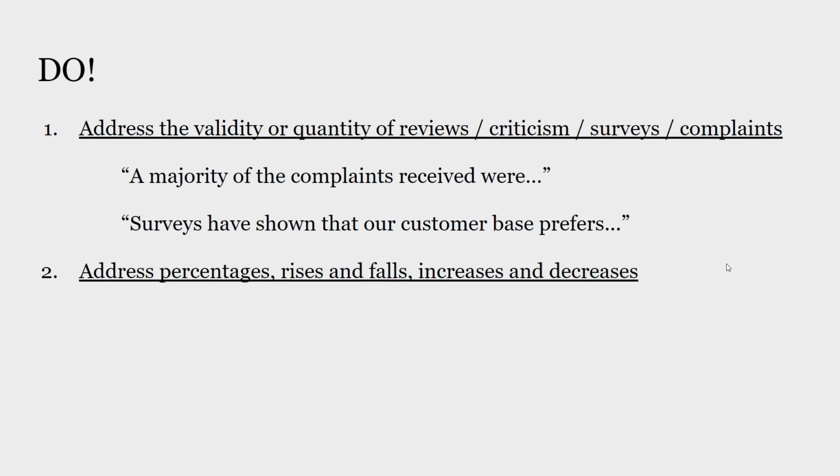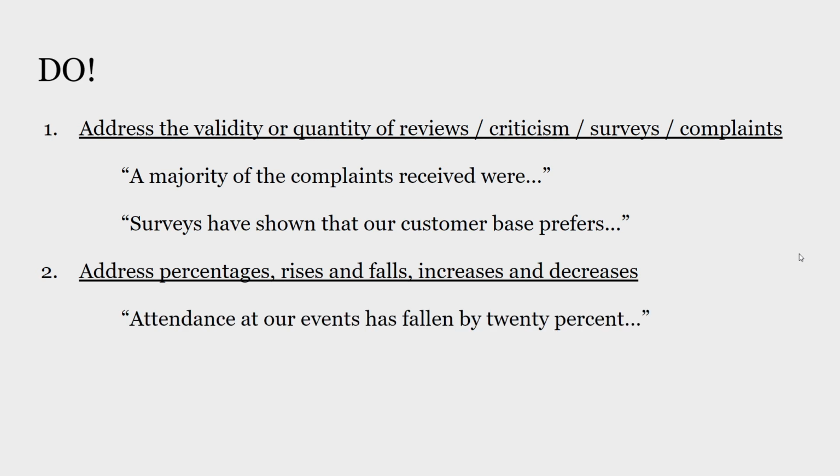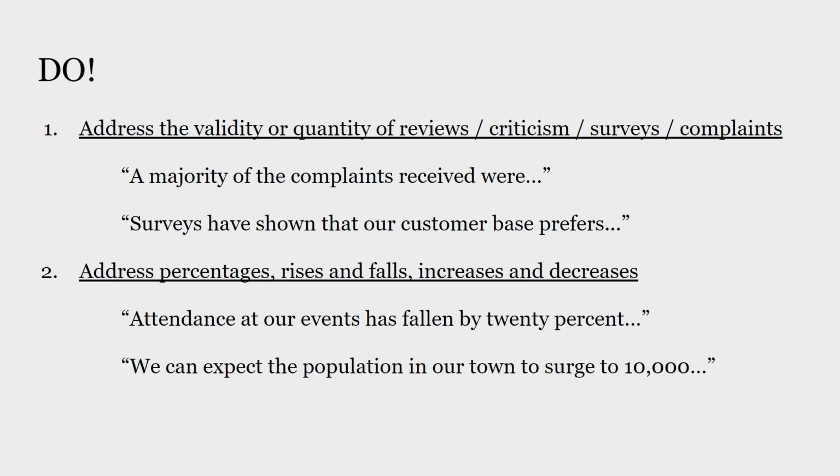Another thing that you always want to do is address the numbers. So whenever they mention percentages, rises, falls, increases, decreases, typically those come with some assumptions baked in. For instance, attendance at our event has fallen by 20%, right? Or we can expect the population in our town to surge to 10,000 over the holiday season. So why are these in question? Well, that first one, attendance at our event has fallen by 20%. Is that a fall from 10 people to 8 people? That might not matter, right? If this is just some open house at a small venue. But if we've gone from 10,000 people down to 8,000 people, well, that's a much bigger decrease, and maybe that is something worth looking at.